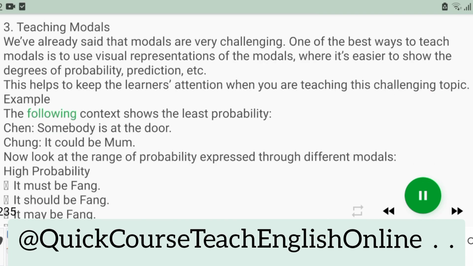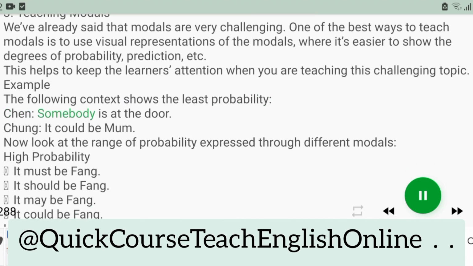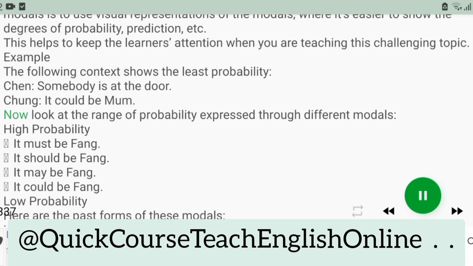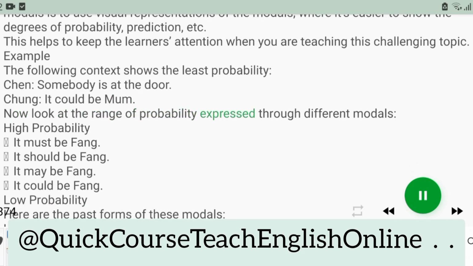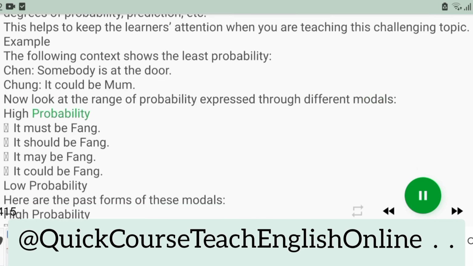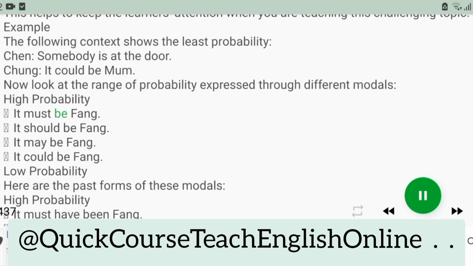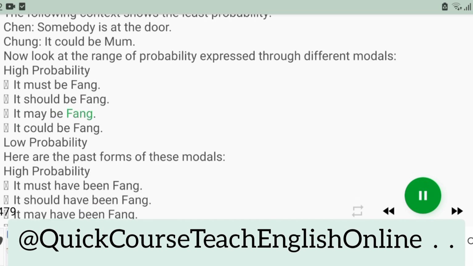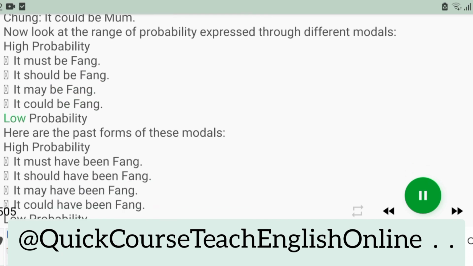Example. The following context shows the least probability. Chen. Somebody is at the door. Chung. It could be Mum. Now look at the range of probability expressed through different modals. High probability. It must be Fang. It should be Fang. It may be Fang. It could be Fang. Low probability.